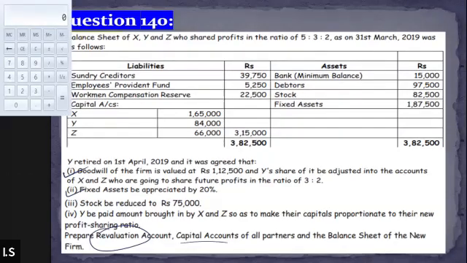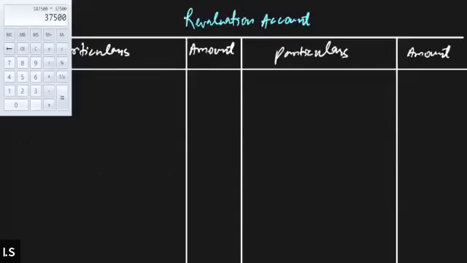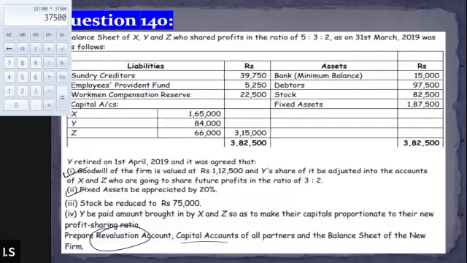So 20% of 187,500 will be 37,500. That means there is an increase in the value of the fixed asset by 37,500. So we'll go to the revaluation account credit side and write down by fixed asset. Got it? Is this clear, everyone? Yes, sir. Then we have the next item.